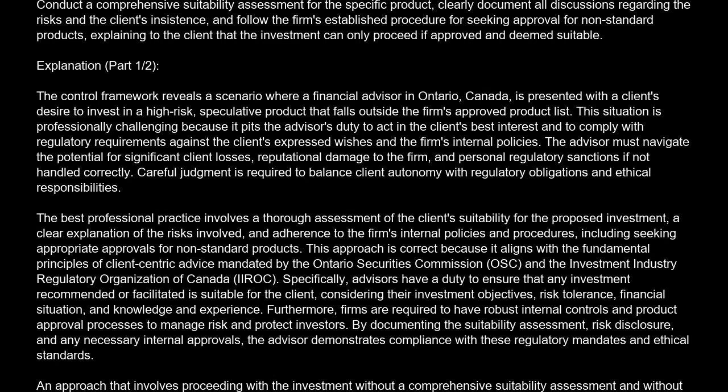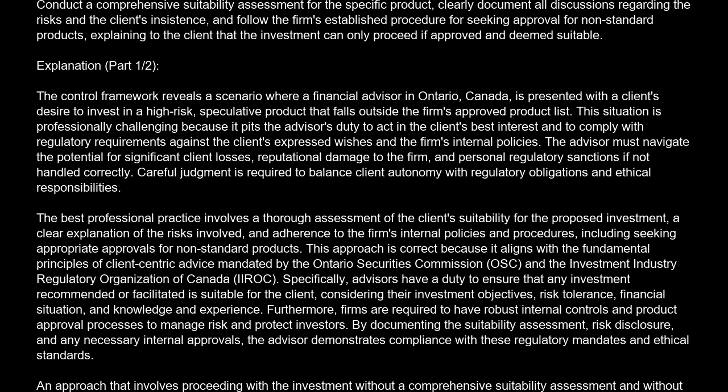The correct answer is C. Conduct a comprehensive suitability assessment for the specific product, clearly document all discussions regarding the risks and the client's insistence, and follow the firm's established procedure for seeking approval for non-standard products, explaining to the client that the investment can only proceed if approved and deemed suitable.